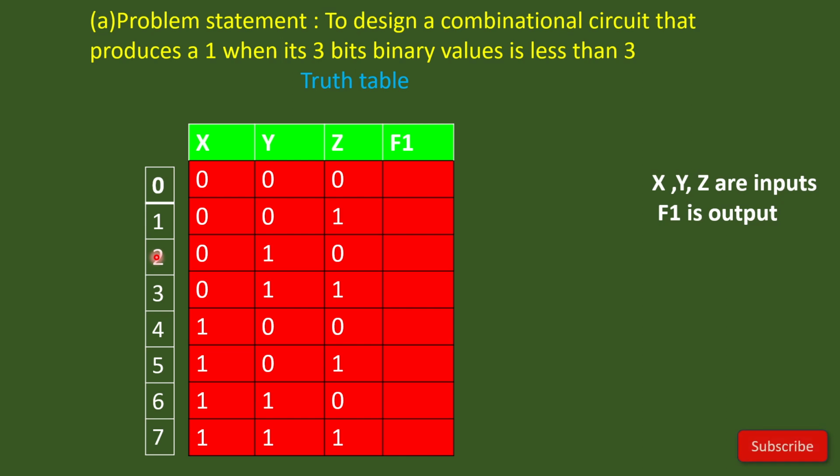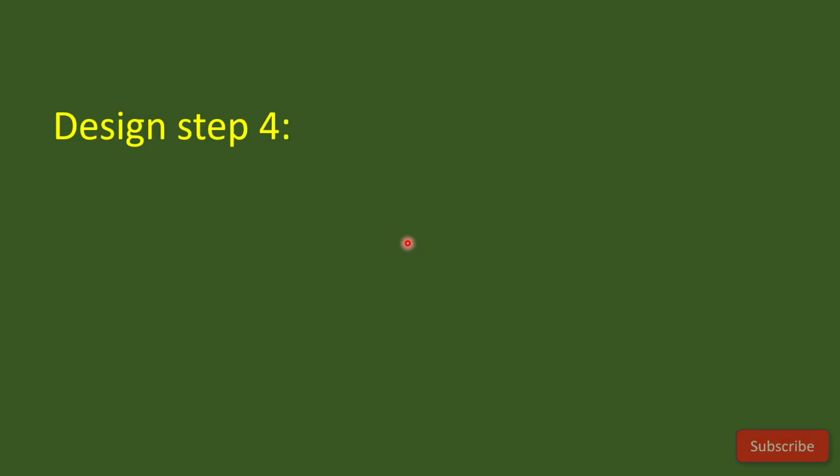So for the binary values less than 3, that means 0, 1, 2, we place 1s corresponding to F1, and the remaining rows will be filled with zeros. So we have formed this truth table now. Now we move on to design step 4.